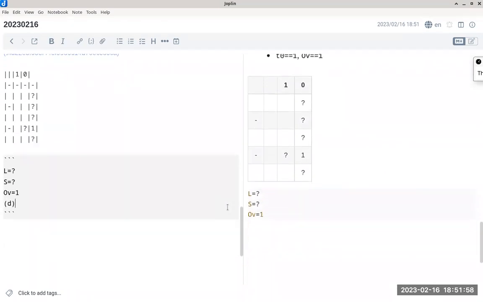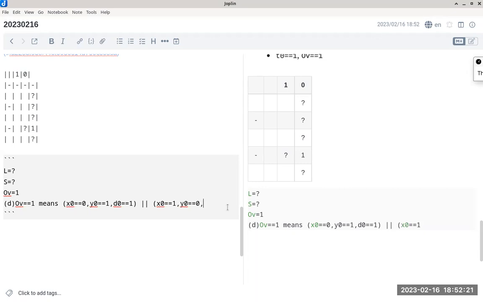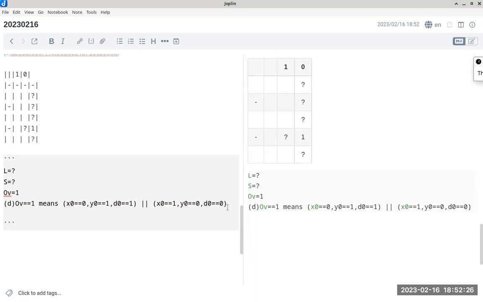So according to D, overflow is given to be a 1, means x0 is a 0, y0 is a 1, d0 is a 1, or x0 is a 1, y0 is a 0, d0 is a 0. Okay, does that make sense? It has to be one of these two, okay? So what we do is we just try both out, and see how they work out.